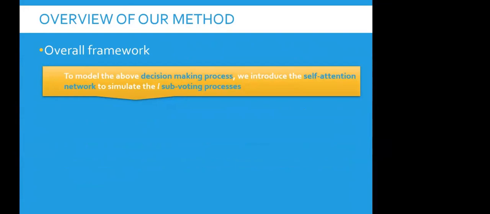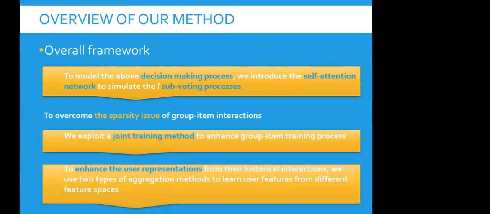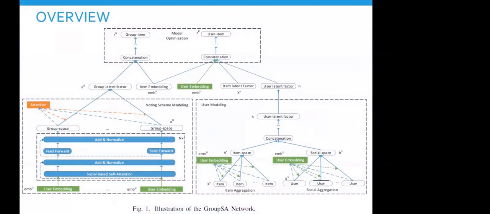To model the above decision-making process, we introduce the self-attention network to simulate the L sub-voting processes. To overcome the specific issue of group atom interactions, we exploit a joint training method to enhance the group atom training process. To enhance the user representations from their historical interactions, we use two types of aggregation methods to learn user features from different feature spaces. This is the overview of our framework, which consists of three components, that is, the voting schema modeling, user modeling, and the joint training method. In the following, I will introduce each of them separately.